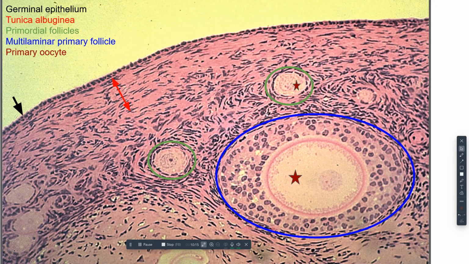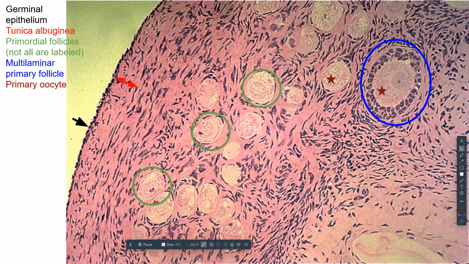All right, so we got some good stuff on this ovary here. Let's look at another ovary. So again, this is the outside. This is the germinal epithelium here. This is the tunica albuginea. And I see a lot of primordial follicles, just a whole bunch of primordial follicles in here.